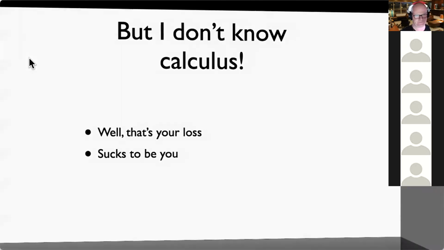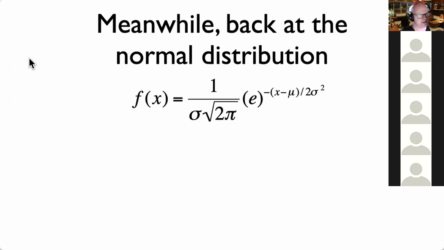Yay. So here's the normal distribution. That's the function of the normal distribution. f(x) or y equals 1 over sigma, which is standard deviation, times the square root of 2 pi, times e. e is a mathematical constant. It's the base of the natural logarithm. It's roughly 2.71828.